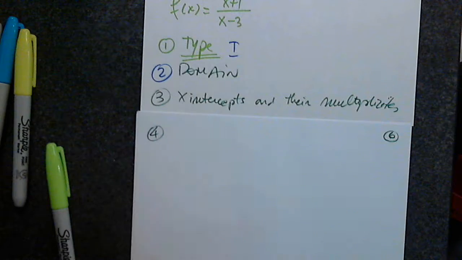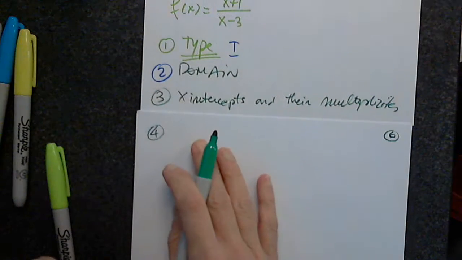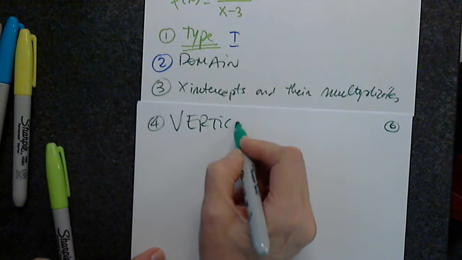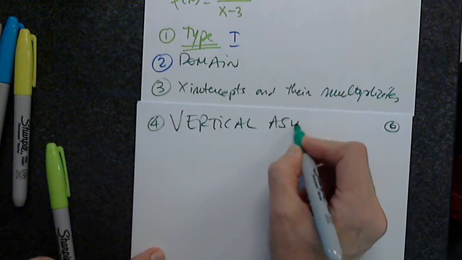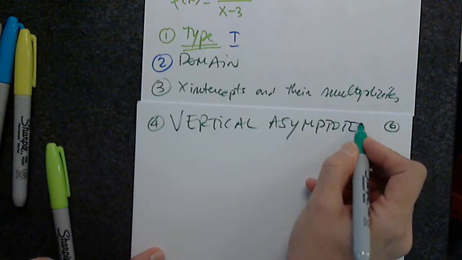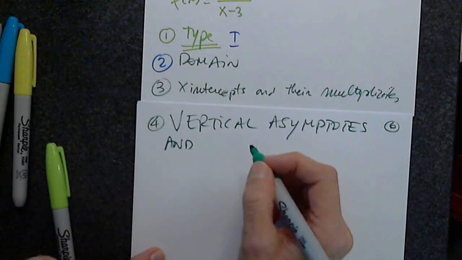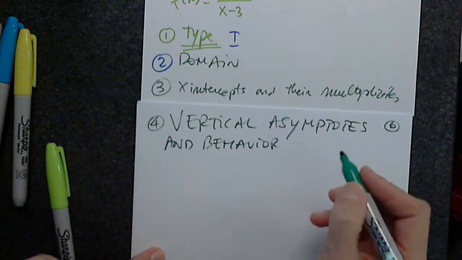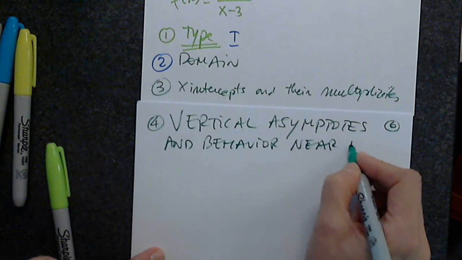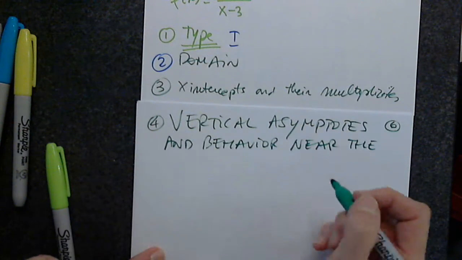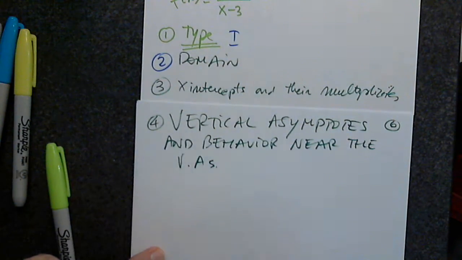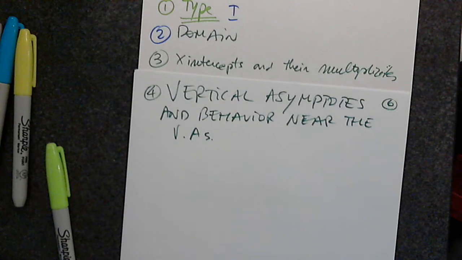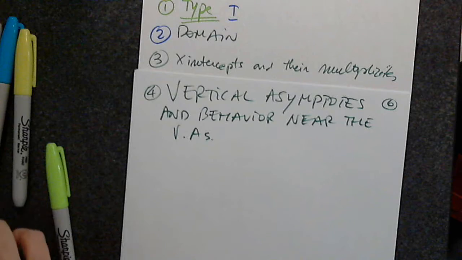Number 4. Something we have never seen, we have never discussed. Vertical asymptotes and behavior of the function near those vertical asymptotes. This we have not discussed yet. Vertical asymptotes and behavior near the vertical asymptotes.